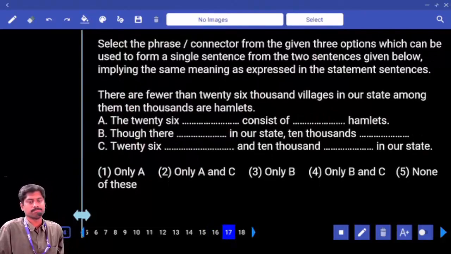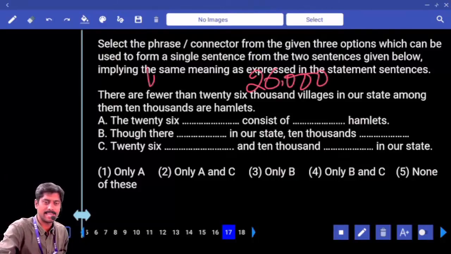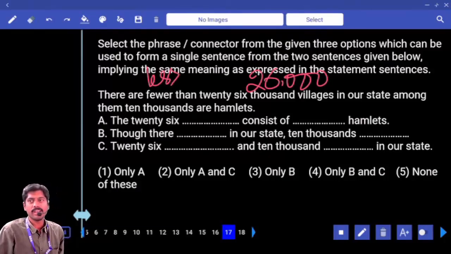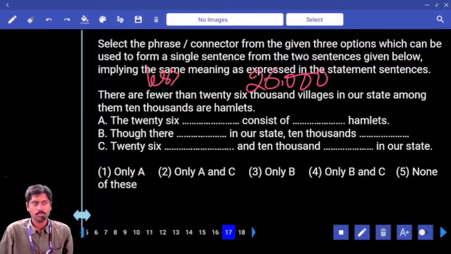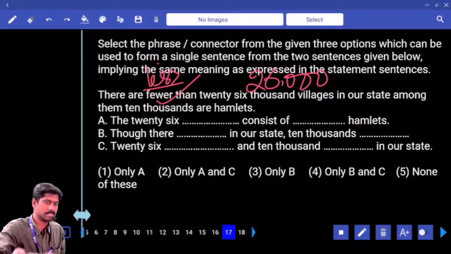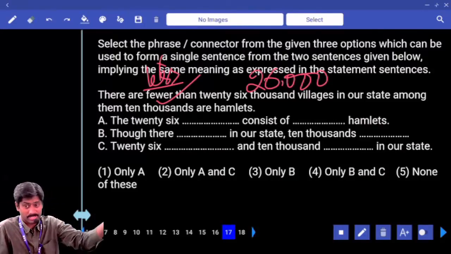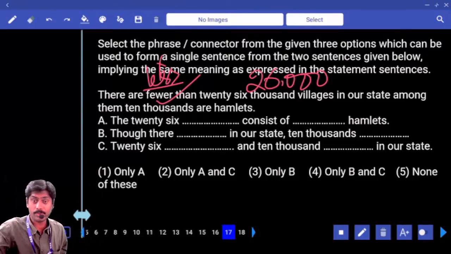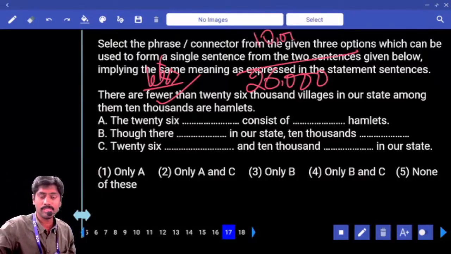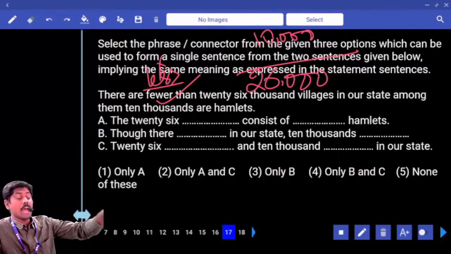There are fewer than 26,000 villages in our state. In quant, you generally take less, right? With numbers, never take less. With numbers, take fewer. Few, fewer, fewest are for countable. Little, less, least are for uncountable. For your understanding, I'm taking less, but actually, fewer is correct. Less is wrong. There are less than 26,000 villages in our state: not more than 26, less than 26. Among them, out of 26,000, 10,000 are hamlets. Do you know hamlets? A hamlet is nothing but a small village outside the village.